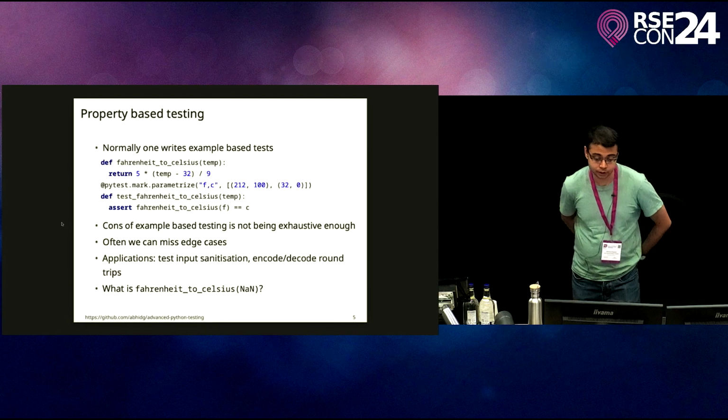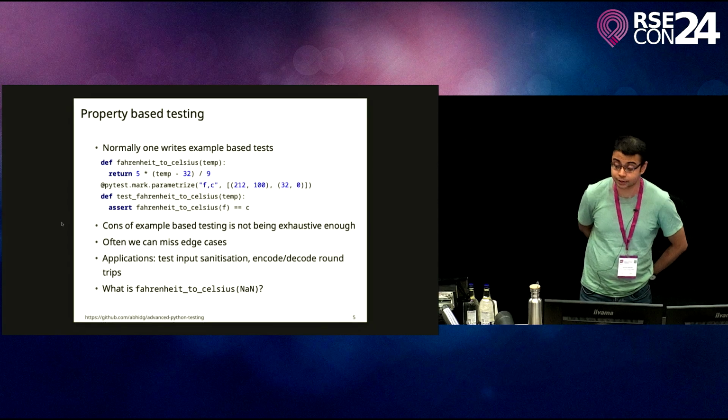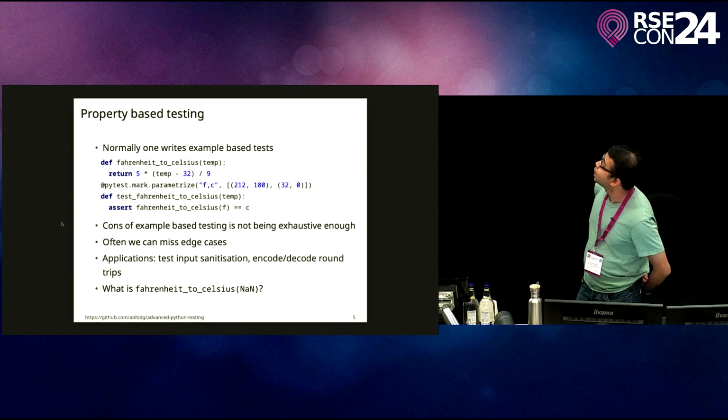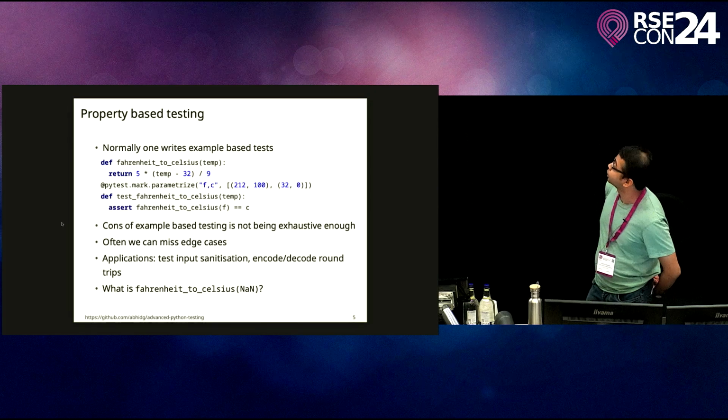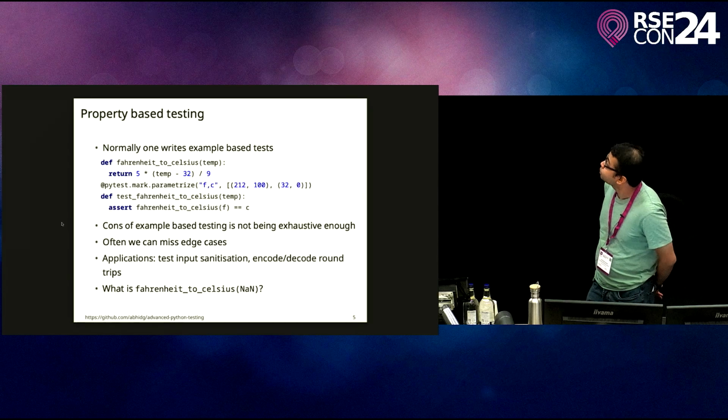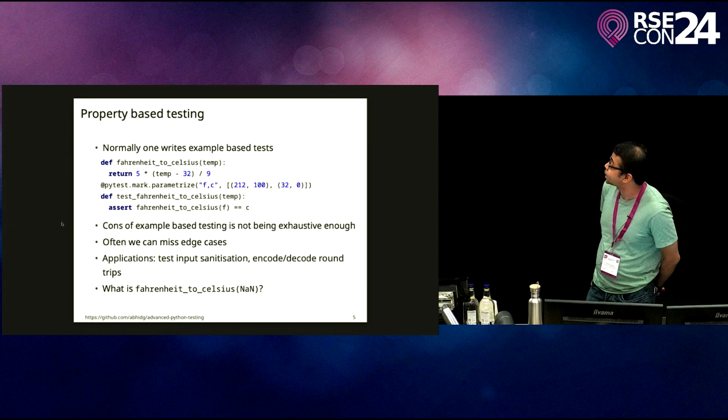So as an example, normally you'll write example-based tests. So you have your Fahrenheit to Celsius, and then you parameterize. You give a couple of examples and you check. So the only thing is, this is not exhaustive. We can often miss edge cases.